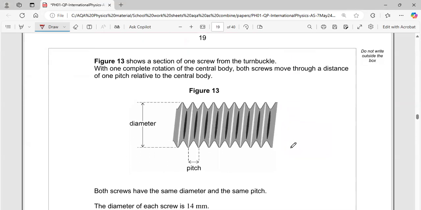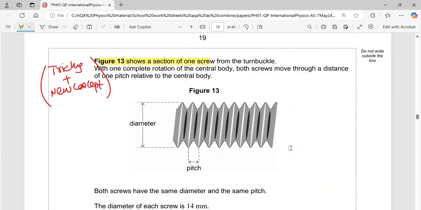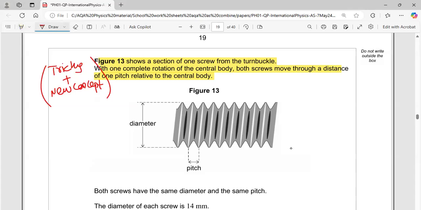Okay. The next thing, this question is a bit tricky and involves a new concept. This was never tested before in AQA A-level physics. So let's look upon that. The figure shows a section of screw from the turnbuckle with one complete rotation of the central body. Both screws move through a distance of 1 pitch relative to the central body. So when they're saying both screws move through a distance of 1 pitch, the important thing is both screws move, a distance of one pitch relative to the central body.